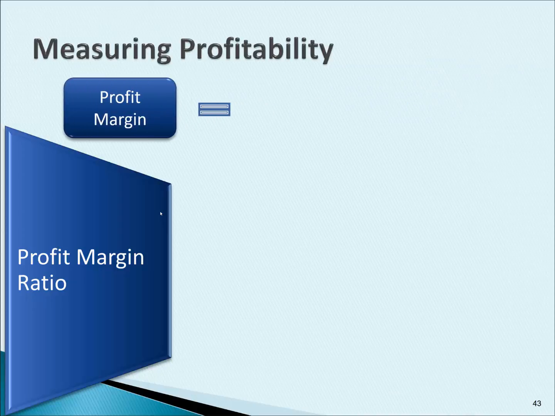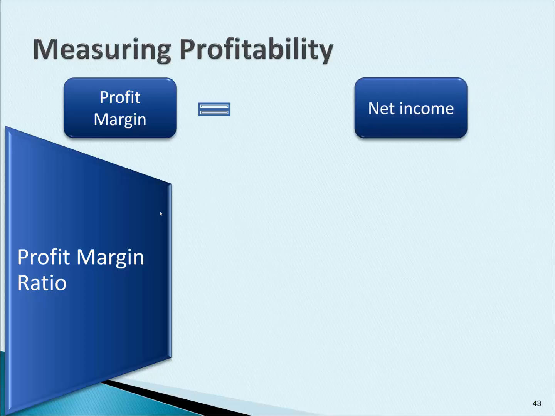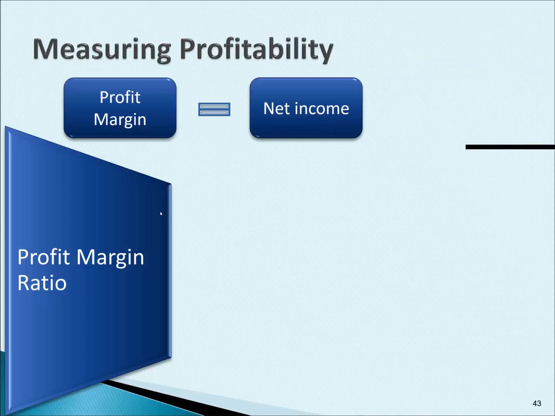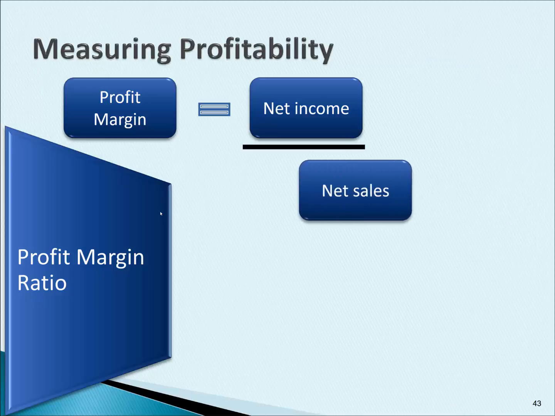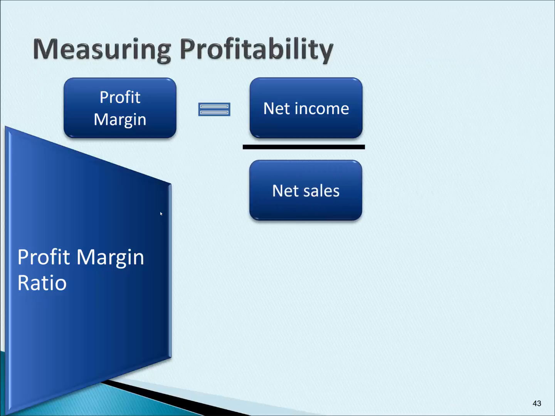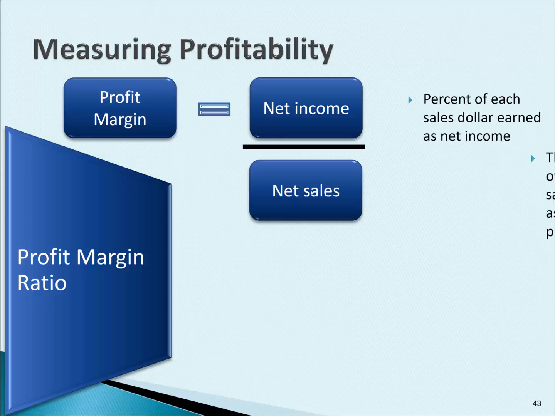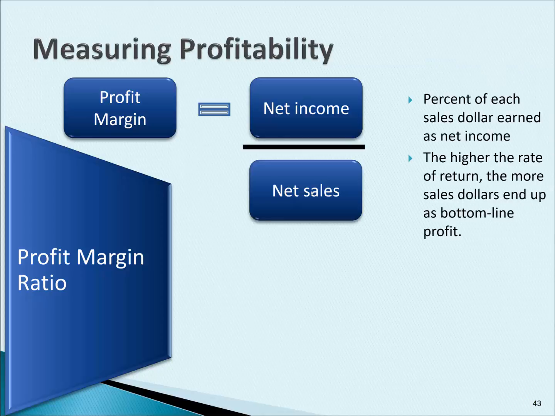So the formula for the profit margin is simply net income divided by net sales. So it's trying to measure how much net income do you have for every dollar of the thing on bottom. So how much profit do you have for every dollar of sales? So the higher the rate of return, the more sales dollars end up as bottom line profit.